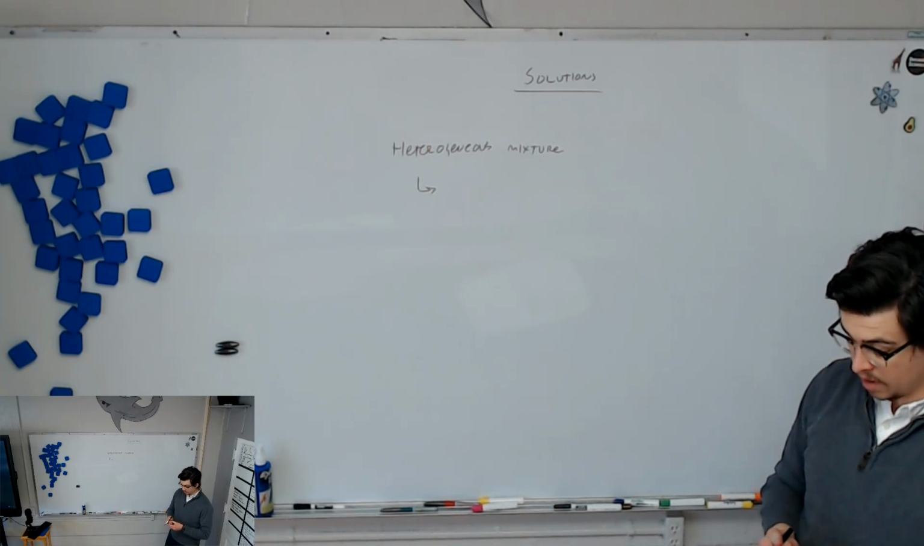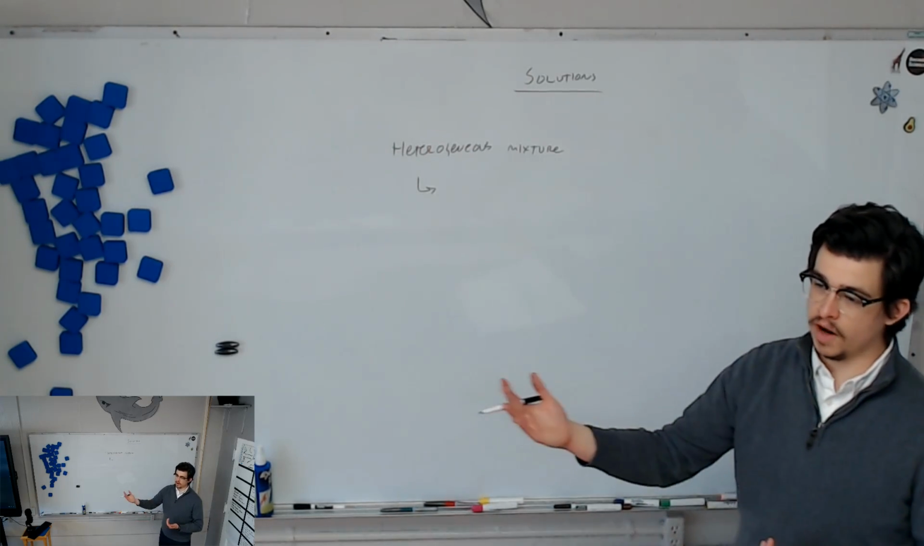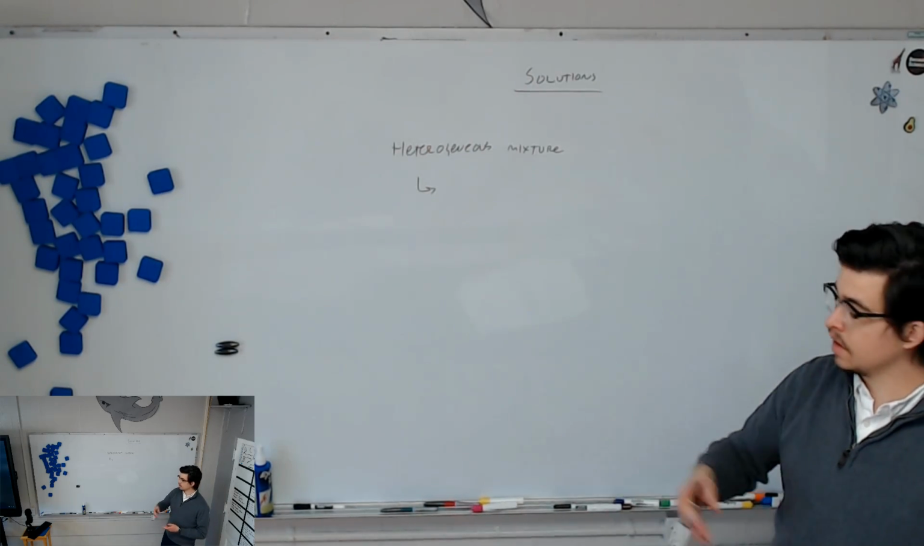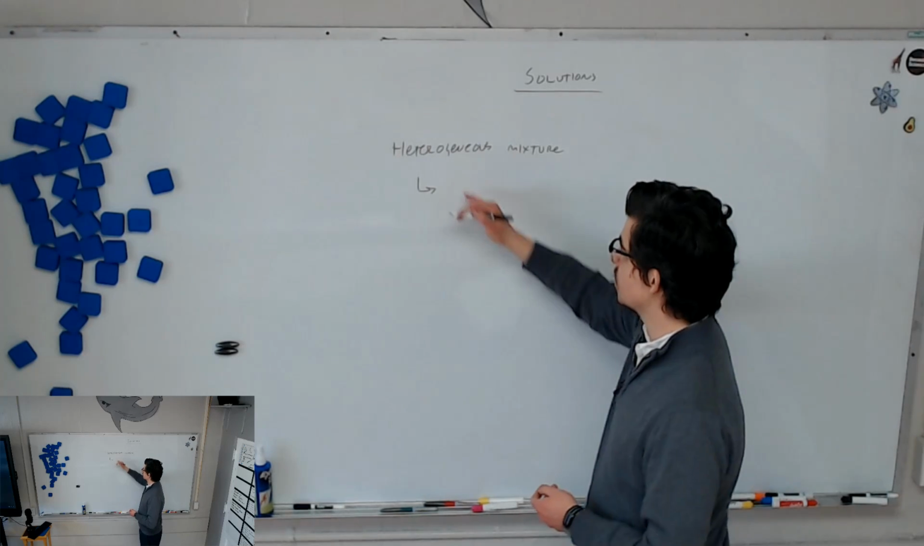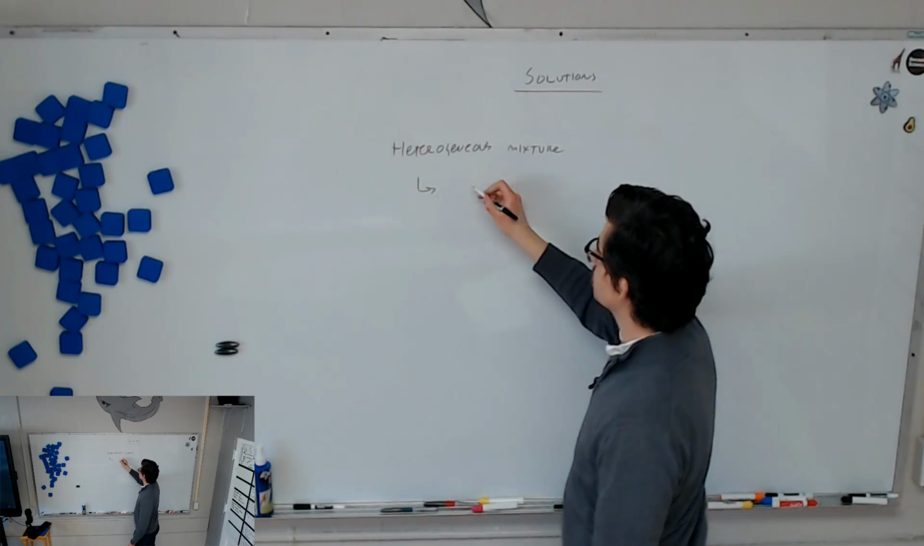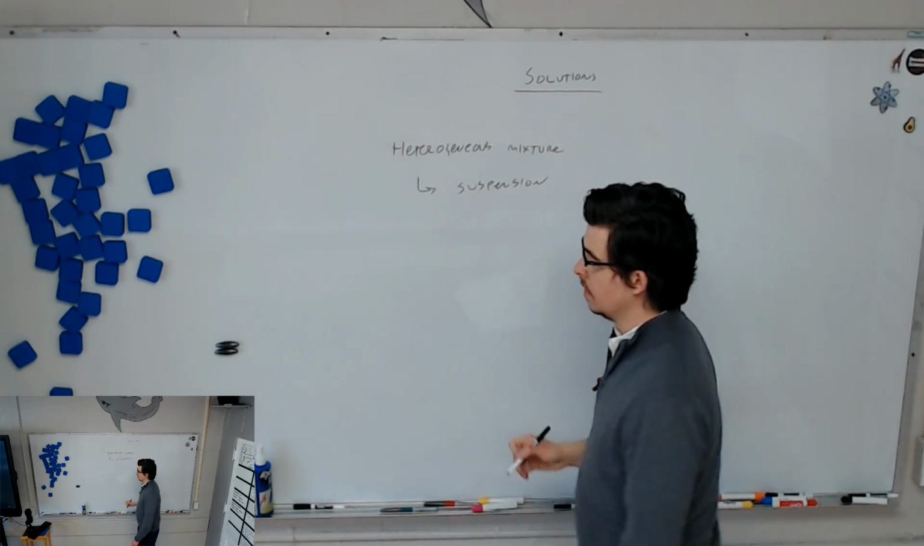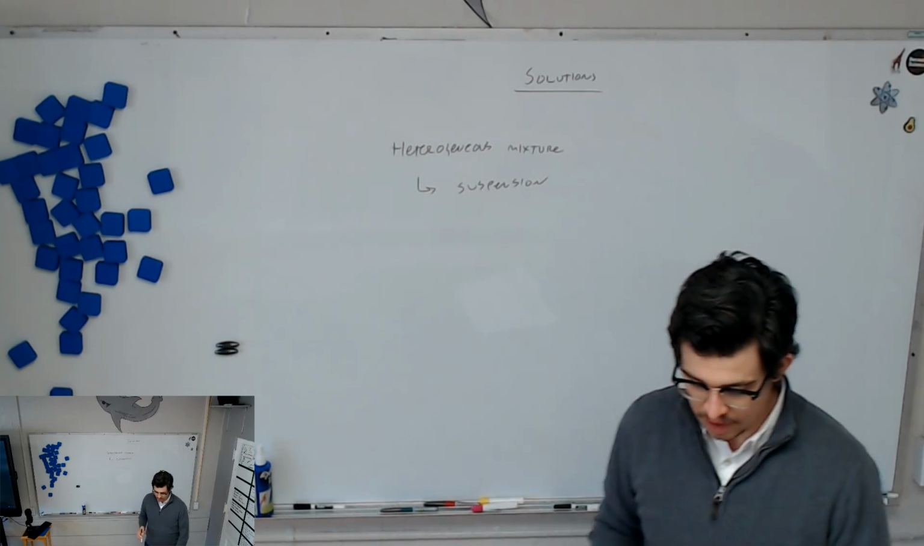The way you can remember heterogeneous and heterosexual is that those are both different. If you're heterosexual, you have an attraction to the opposite or the different sex, right? So heterogeneous means they have different composition throughout. First we're going to talk about suspensions. We're going to take a detour and talk about thixotropic mixtures, and then we're going to talk about colloids.